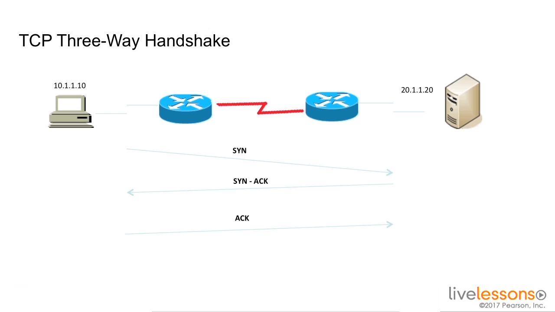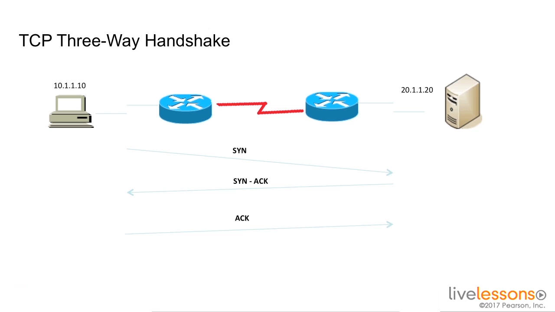The second is SYN-ACK. In response, the server replies with a SYN-ACK. The acknowledgement number is set to one more than the received sequence number. And the sequence number that the server chooses for the packet is another random number.